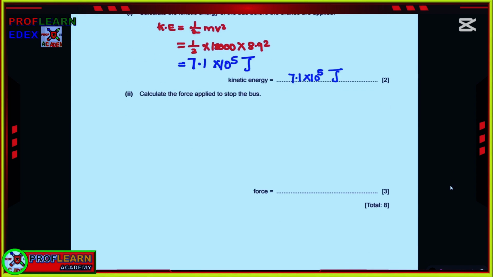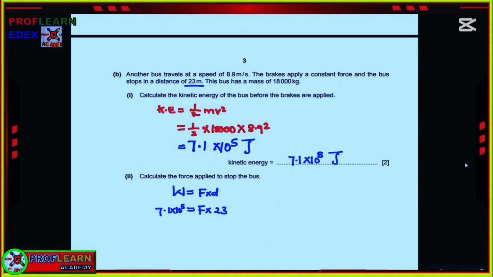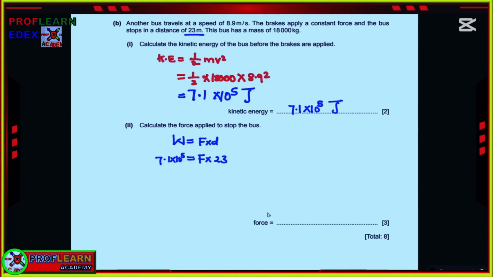We need to work out the force applied to stop the bus. Remember, the force will be working against all the kinetic energy, and so work done is equal to force times distance. In that case, our work done is the kinetic energy the bus was possessing. So if we use the 23 meters which was there, we can make F the subject of the formula.